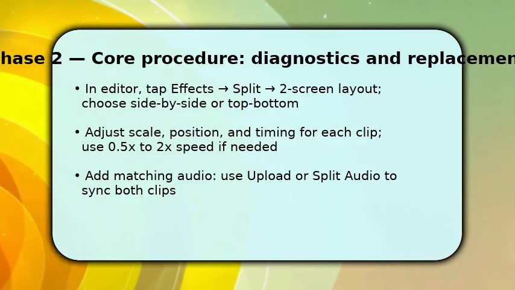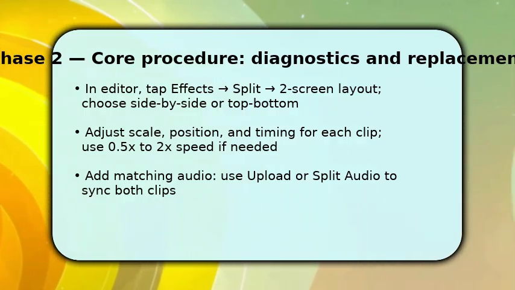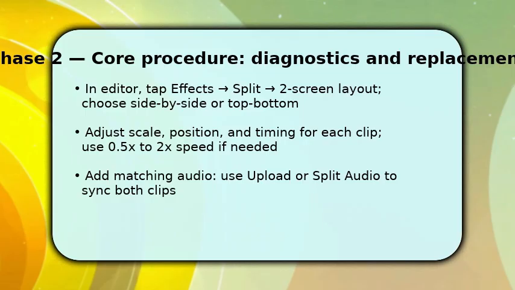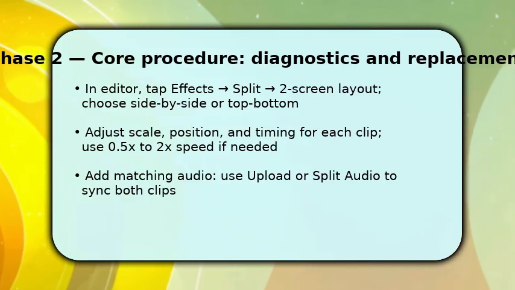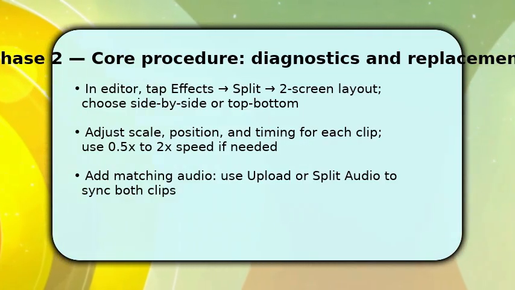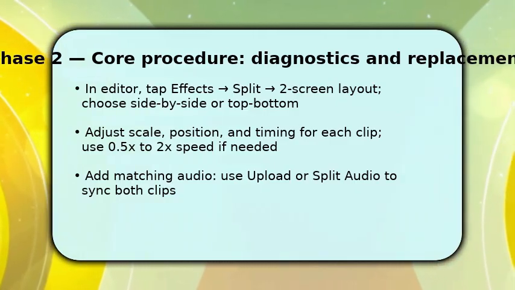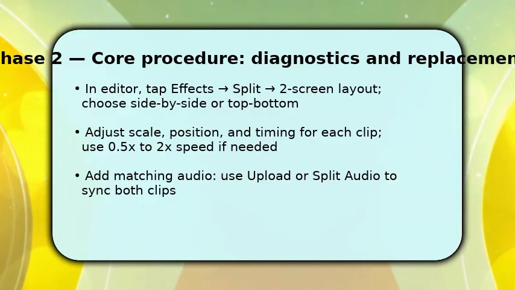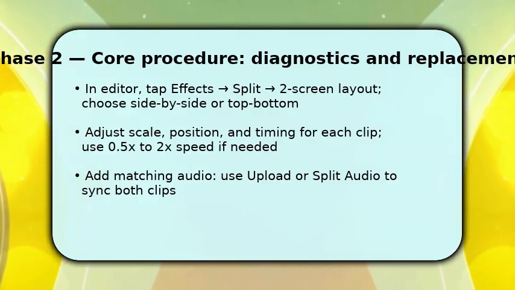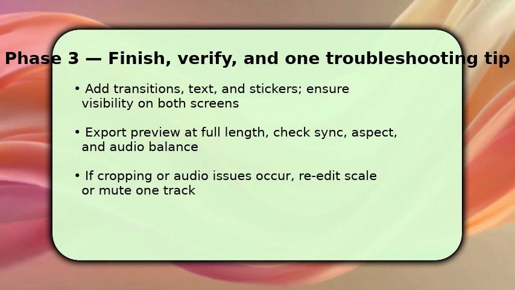Once positioned, trim or stretch timing by adjusting clip edges or changing playback speed to match beats. Make sure audio is intentional. Disable one clip sound if it conflicts, or add a single track. Then finish by adding titles, captions, or stickers. Place them where they don't obscure important action on either screen.